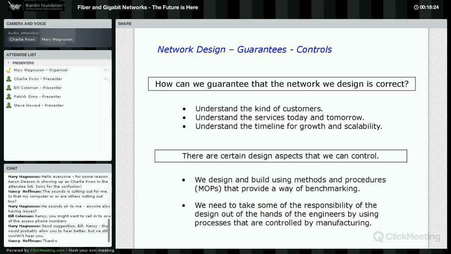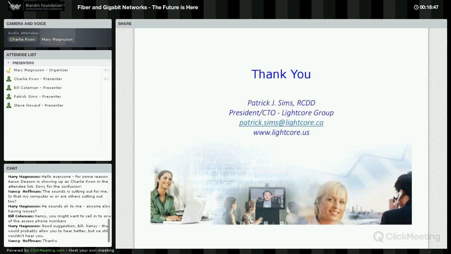And for the vendors that are selling this gear, the electronics or the passive components, we know that they've taken some of the responsibility of the design out of the hands of engineers just by using new techniques and new methods. Things like connectorization in the outside plant. So there's no splicing. So I can do what we call plug and play.